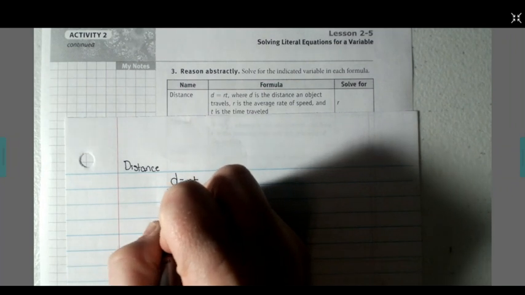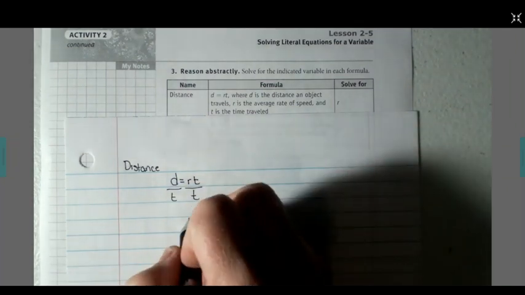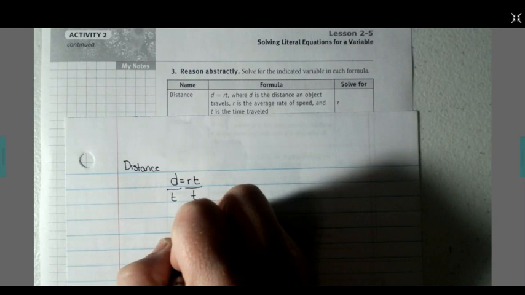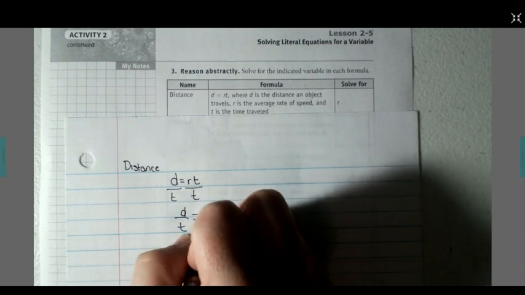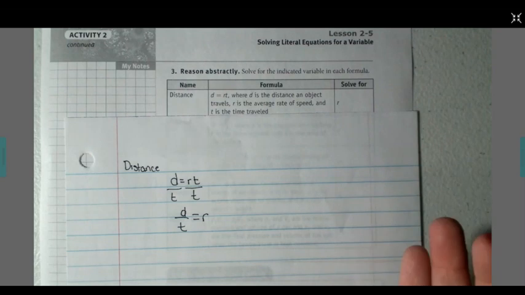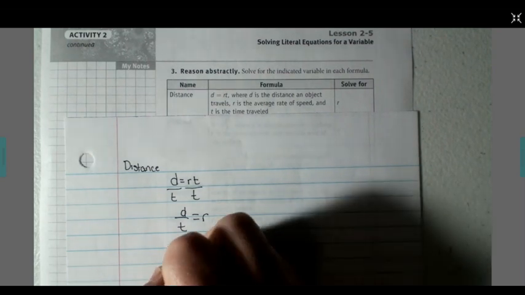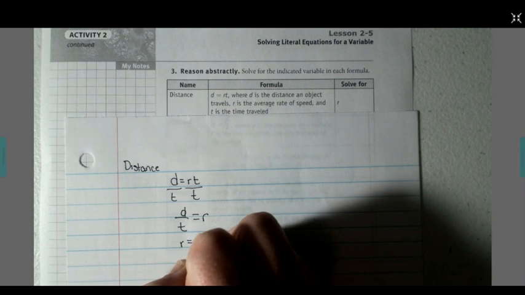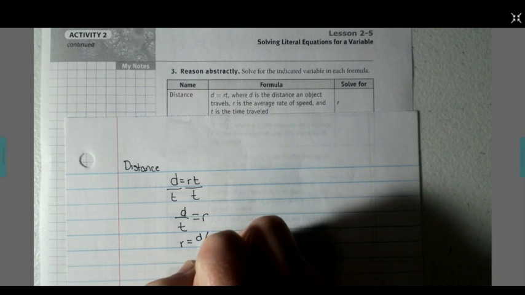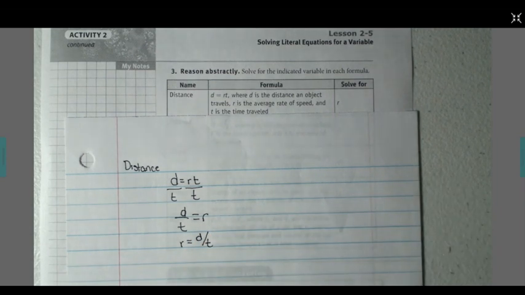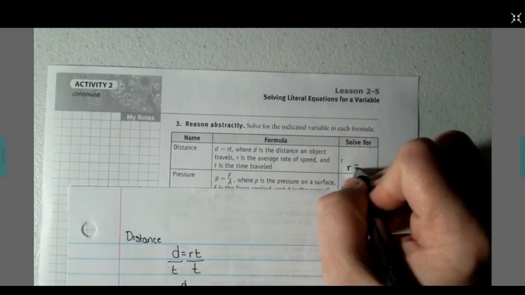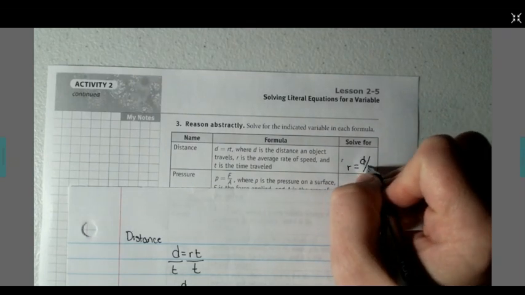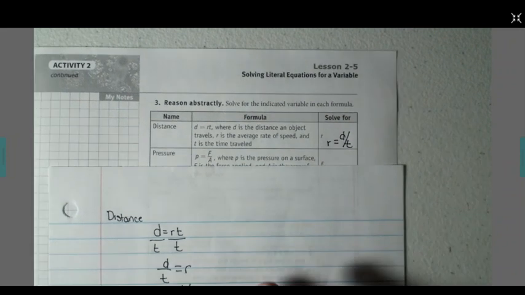We're going to use the division property of equality on both sides here. And we're going to say D over T equals R. Then what we would do is we would use the symmetric property. R equals D divided by T. That would be my final answer here. R equals D divided by T. So distance divided by time.